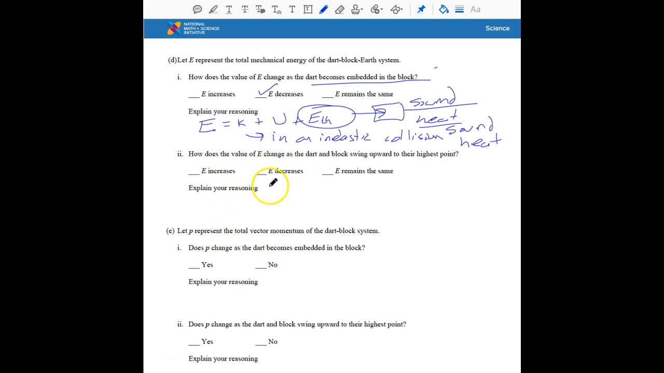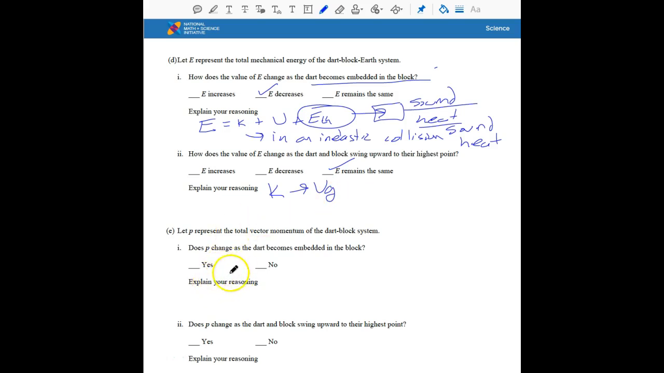For part 2, this energy will remain the same because now the kinetic energy is being transformed into potential energy due to gravity as that block swings upward.